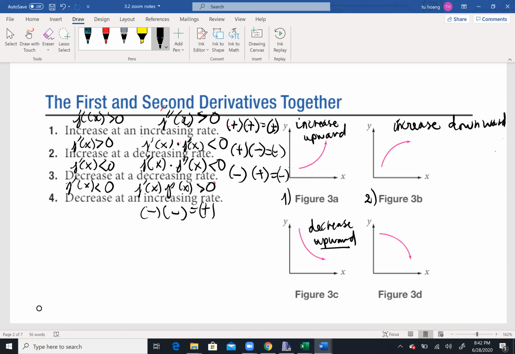So that means what? Okay. It looks like the function is decreasing, but at an increasing rate, because it keeps decreasing lower and lower and lower, right? So that is figure 4d here. So here's 4, here's 3, and I call it decreasing downward.